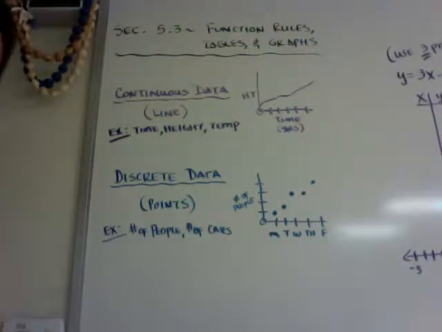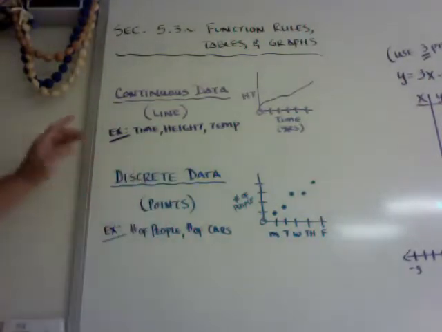Hi guys, this lesson is on section 5.3, which is function rules, tables, and graphs. Should be a pretty fast lesson, so I'll try to get through this pretty quickly. There's two types of data before we get into graphing. There's continuous data and discrete data.